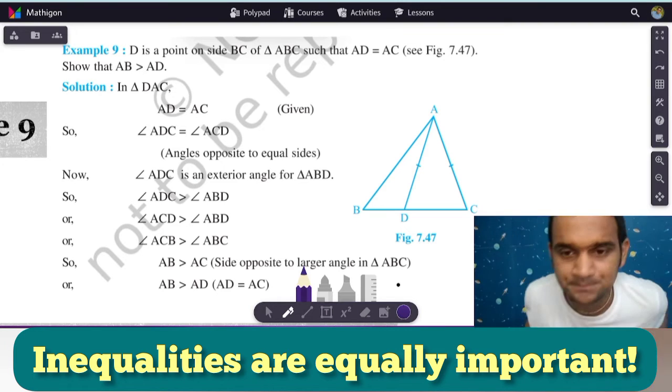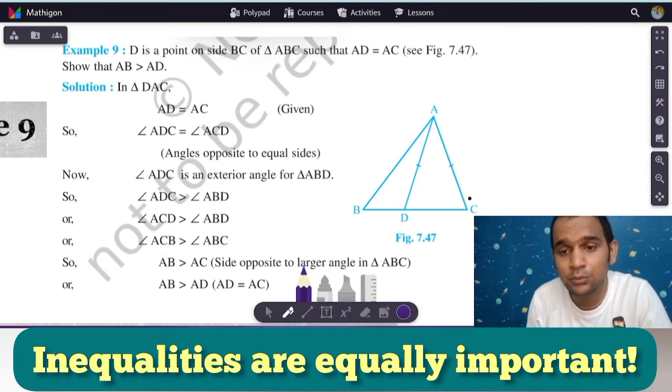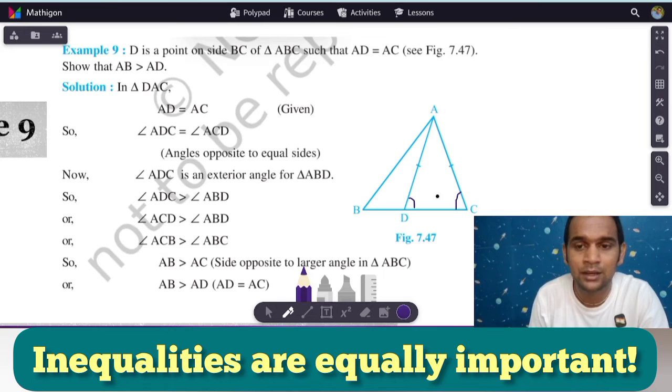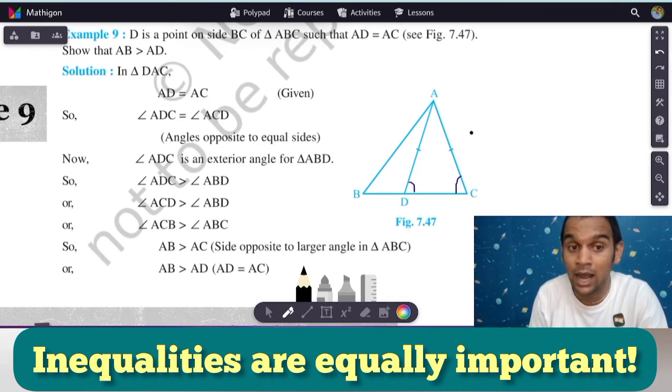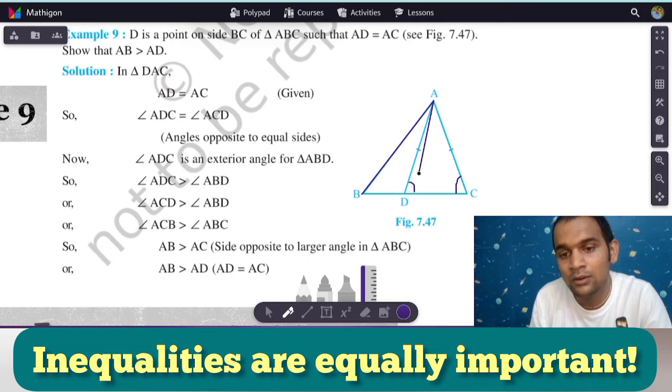Now, if AD is given to be equal to AC, then we already know by theorem that these two angles must be equal. Angle ADC must be equal to angle ACD, and that is what we wrote. Angles opposite to equal sides are equal. This is one of the properties of triangles which we have already studied. Now observe, now is coming the main part. As you can observe, ADC is the exterior angle of ABD. Yes or no? If I take triangle ABD, ADC is the exterior angle.